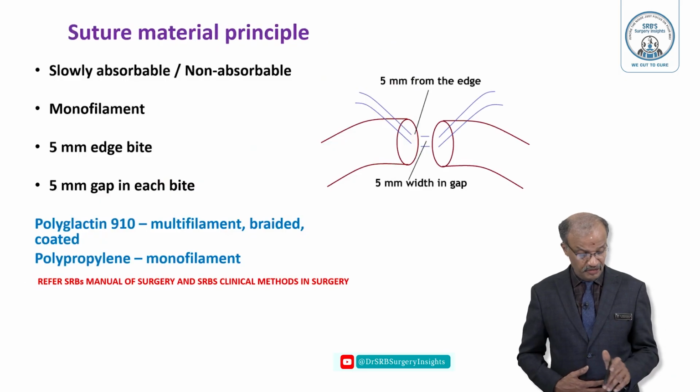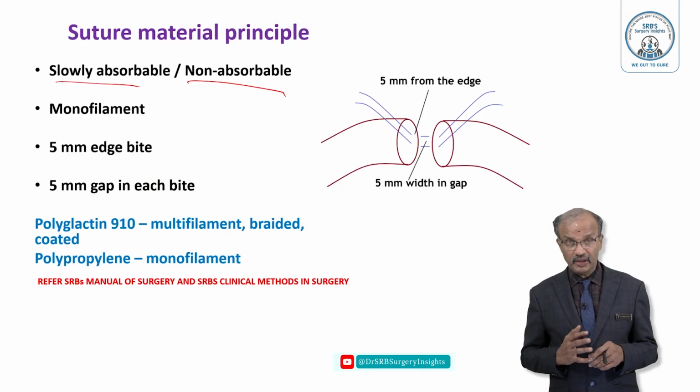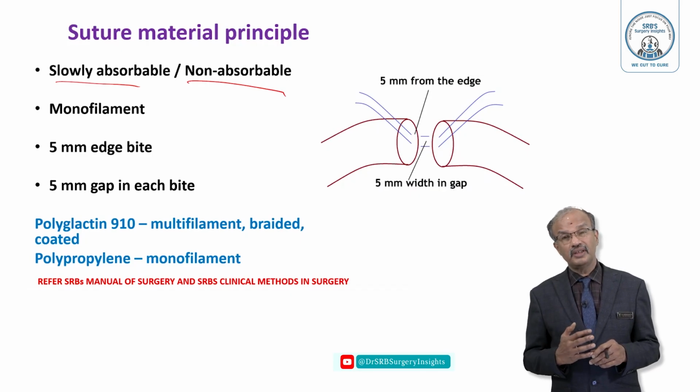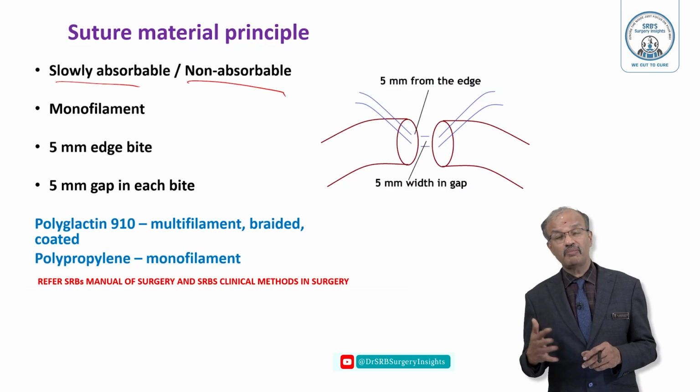So, suture material principle: slowly absorbable or non-absorbable. Maybe polyglactin 910, popularly called Vicryl. Usually 3-0 is used. PDS can be used, and silk is used. Silk is a natural, non-absorbable, coated, black in color, braided, multifilament suture material, but it has an infection and tissue reaction problem. Good old suture material, many still use it. Very good old material, it came long back.